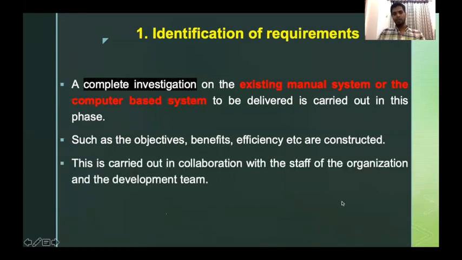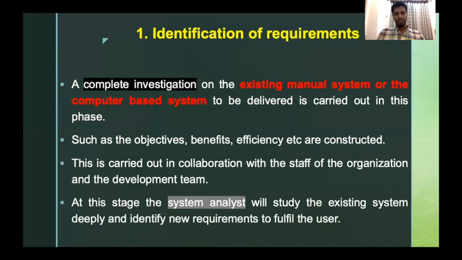This is carried out in collaboration with the staff of the organization and the development team. This investigation will happen with two parties. One is the company staff. The second one is our development team. What is the development team? It is the software development team. I have a software company, so my team is the development team. A team of 4 or 5 people will go to that particular company and meet their staff, and there a complete investigation will take place, right?